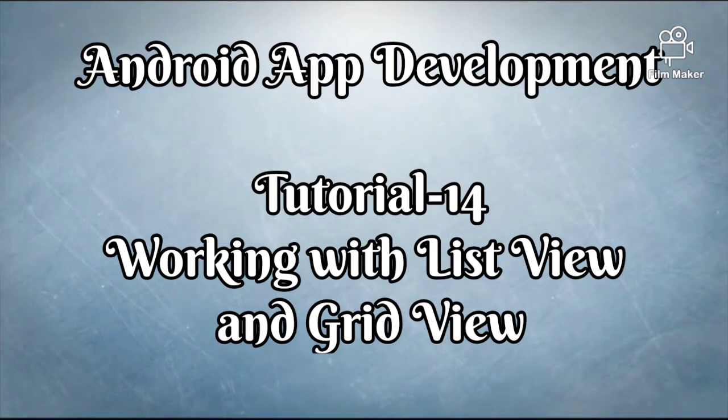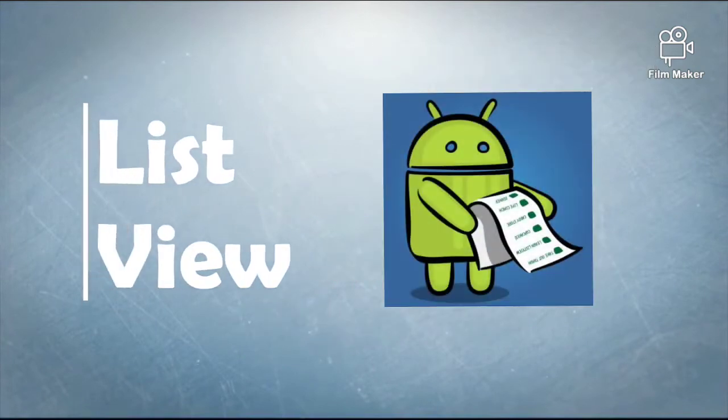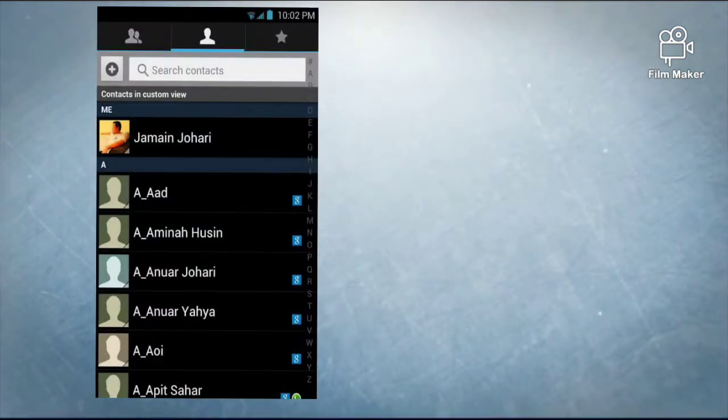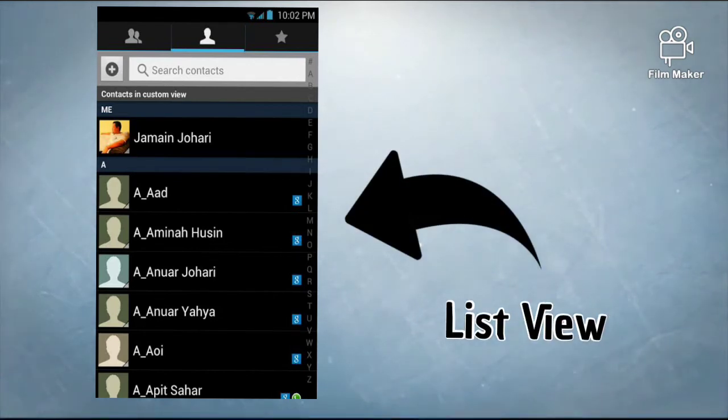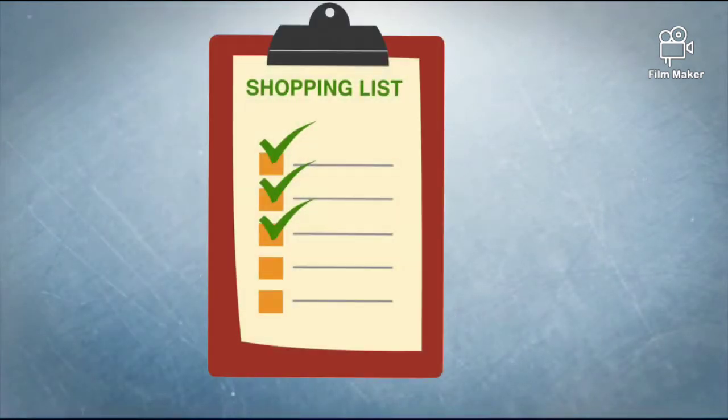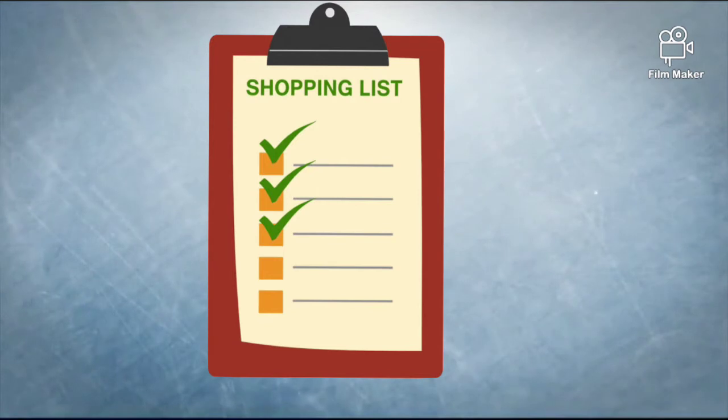In today's video, we will learn how to work with list view and grid view. Let's first learn about list view. What is it that you search from when you want to call someone? Yes, your phone's contact list. It's nothing but a list view that allows you to group several items and display them in a vertical scrollable list, or the list that you prepare when you go out for shopping. This list view is something similar to that. So let's learn to create it.